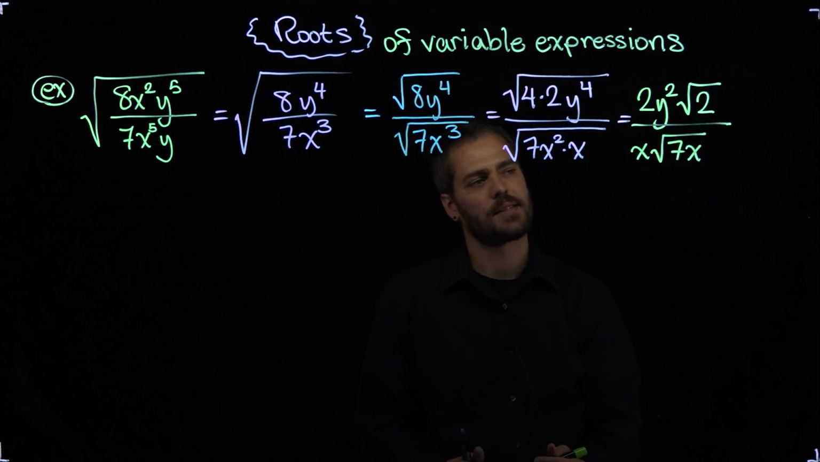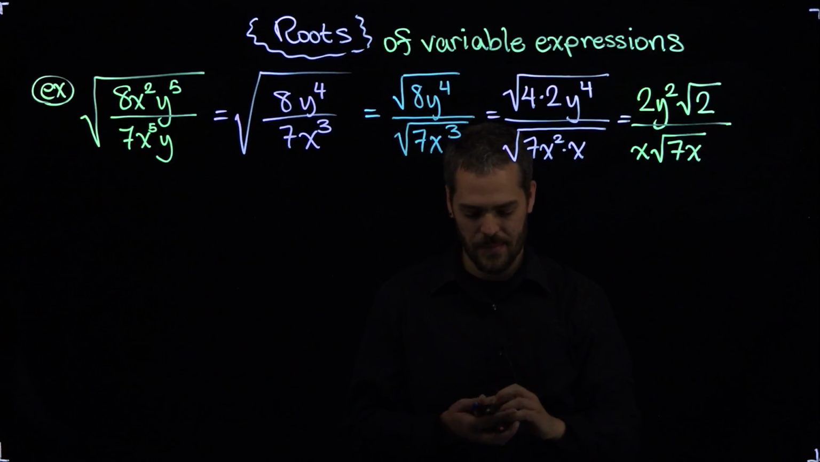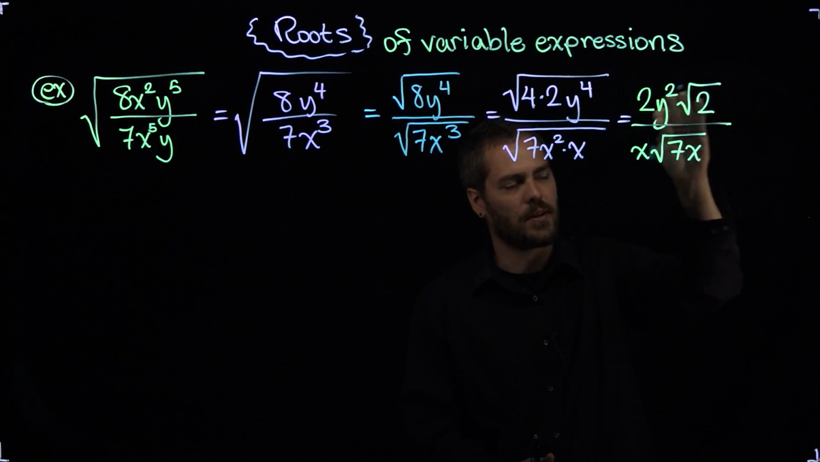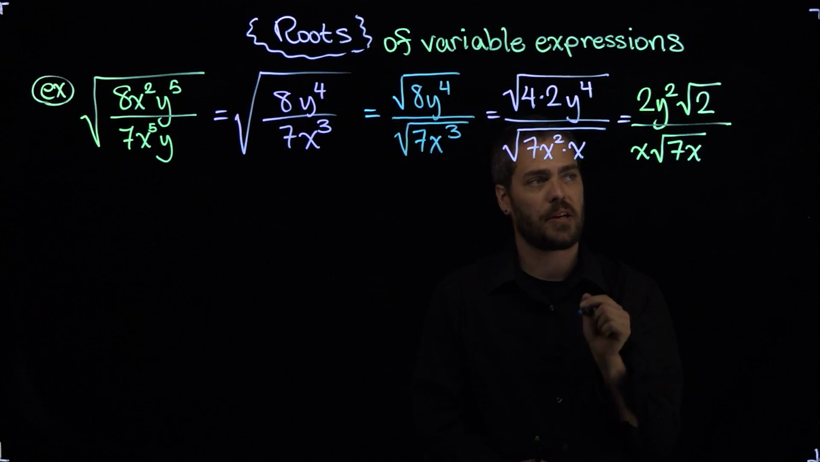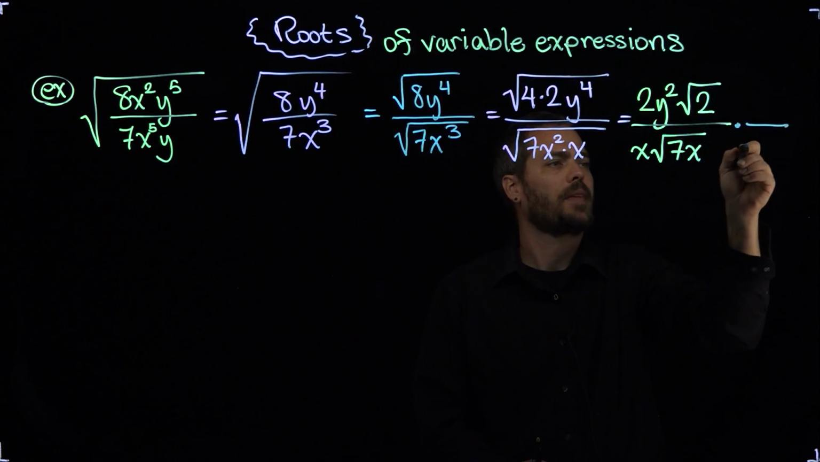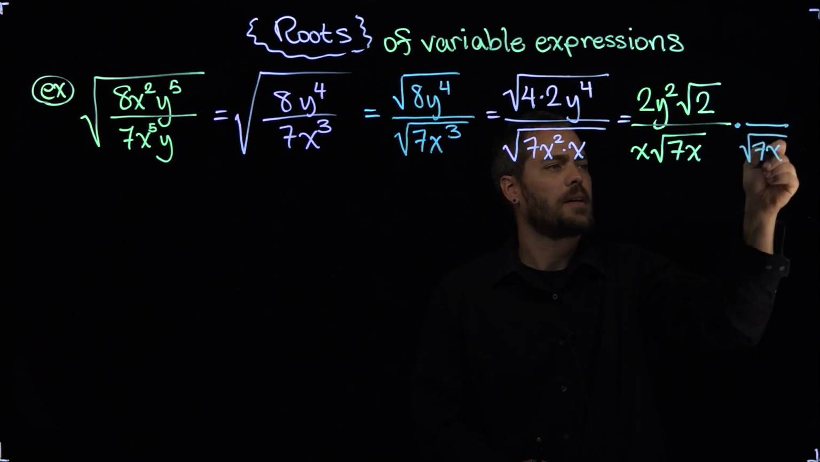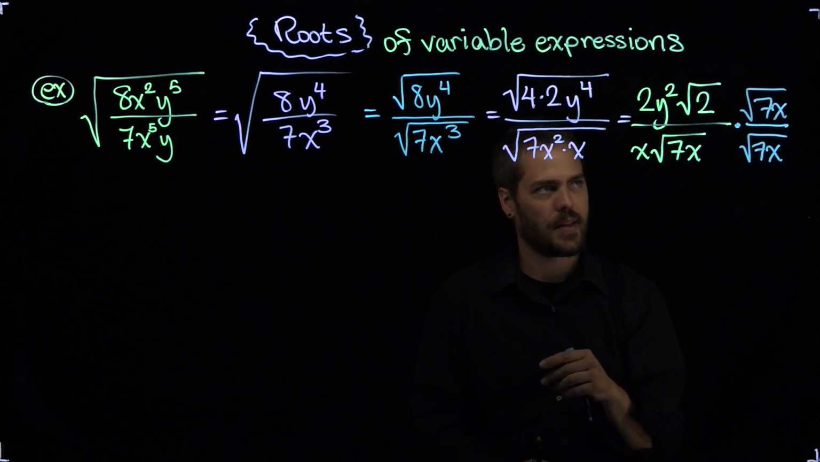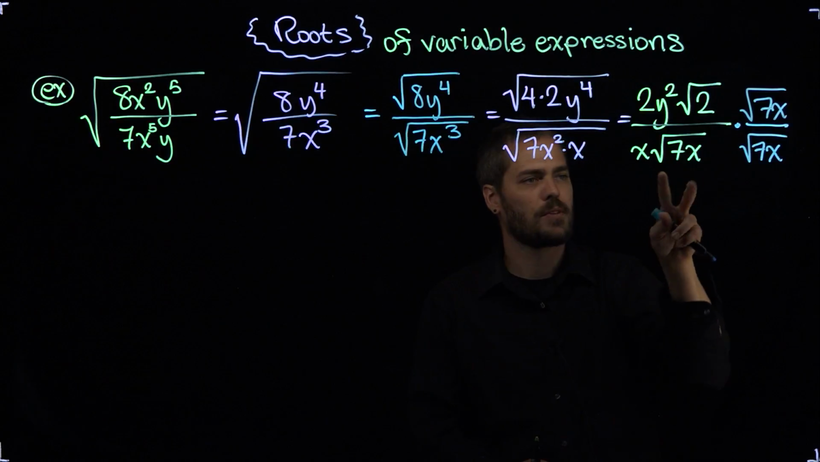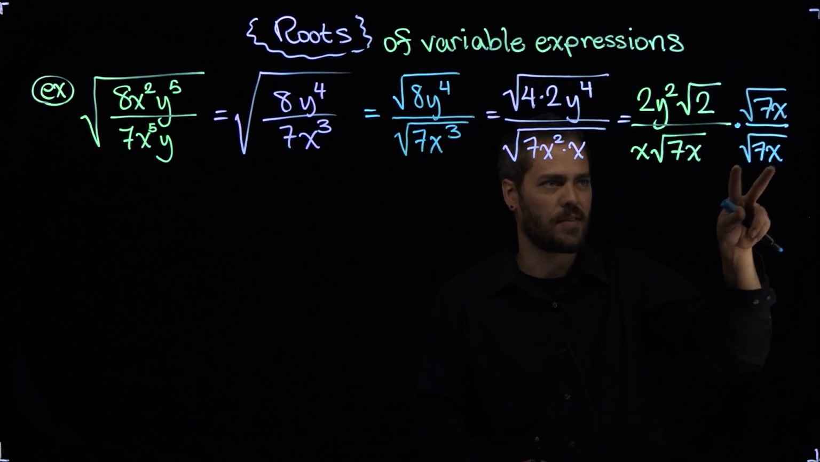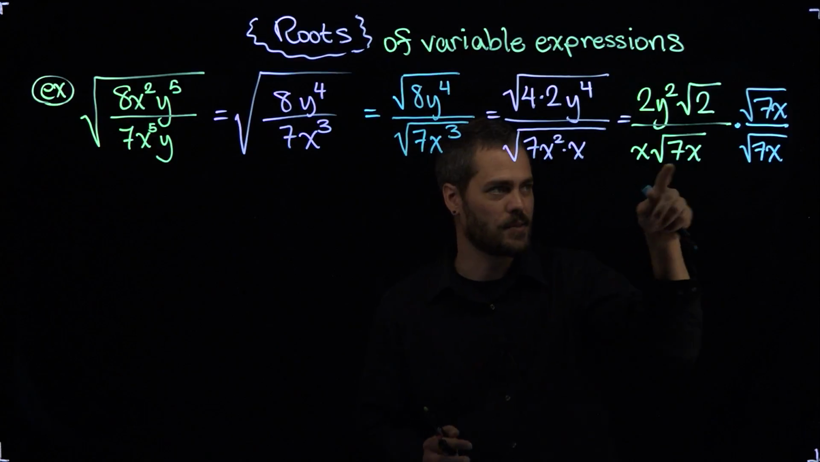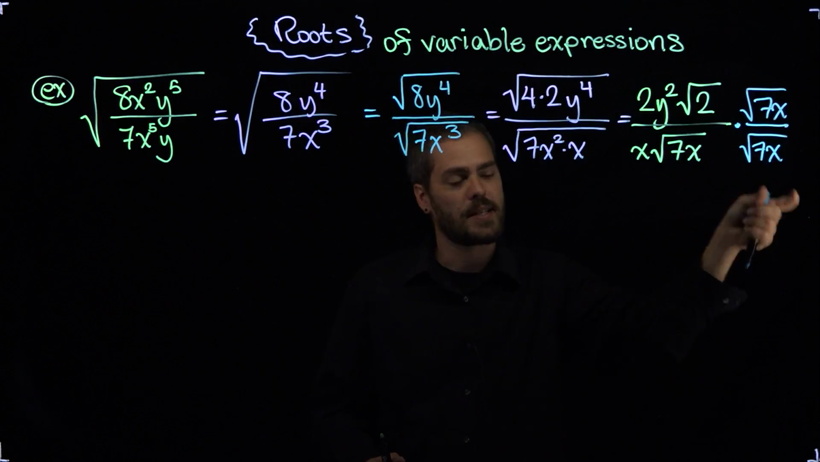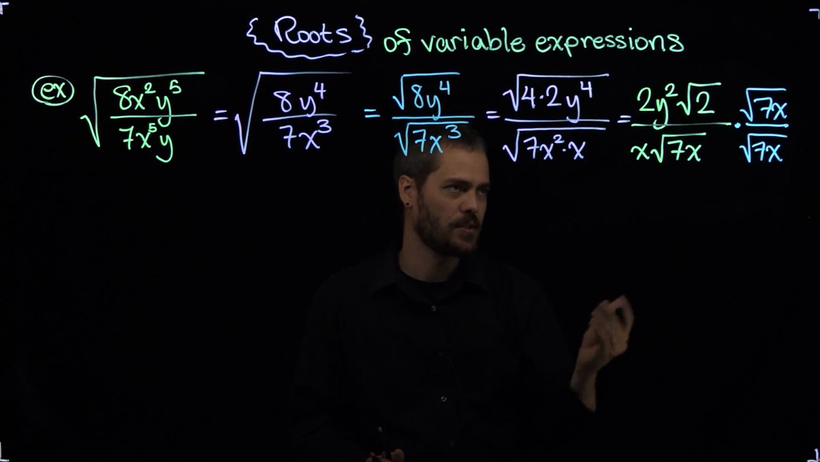Now, some people insist that we do not have a square root in the denominator of a fraction. So I'm going to multiply this result by the number 1, but a very special one, and it looks like this. The root of 7x in the denominator and the root of 7x in the numerator. When you have anything over itself, that is equal to 1. I chose the root of 7x because root of 7x times root of 7x gives me just 7x. It gets rid of that root symbol there. If this were a cube root, then I would have to do it 3 times to get rid of the root symbol, and so on and so forth.